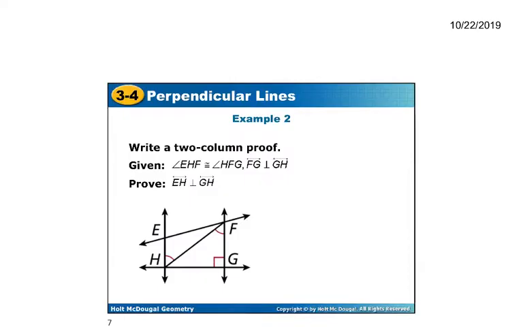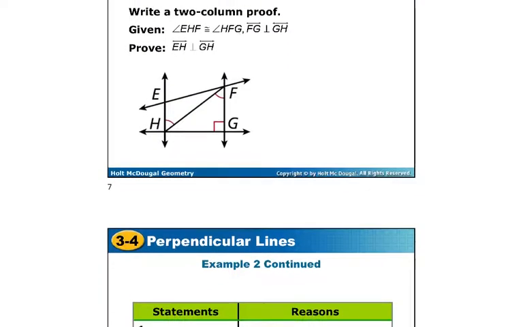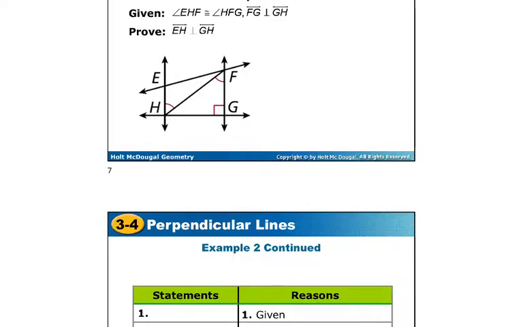So, moving on to the next one. Whoa, look at that diagram, super fun. So we're given that EHF and HFG are equal, so that's this little tick mark here, and HFG, so that tick mark, so they've given us those. And that FG and GH, that's where this mark comes in.